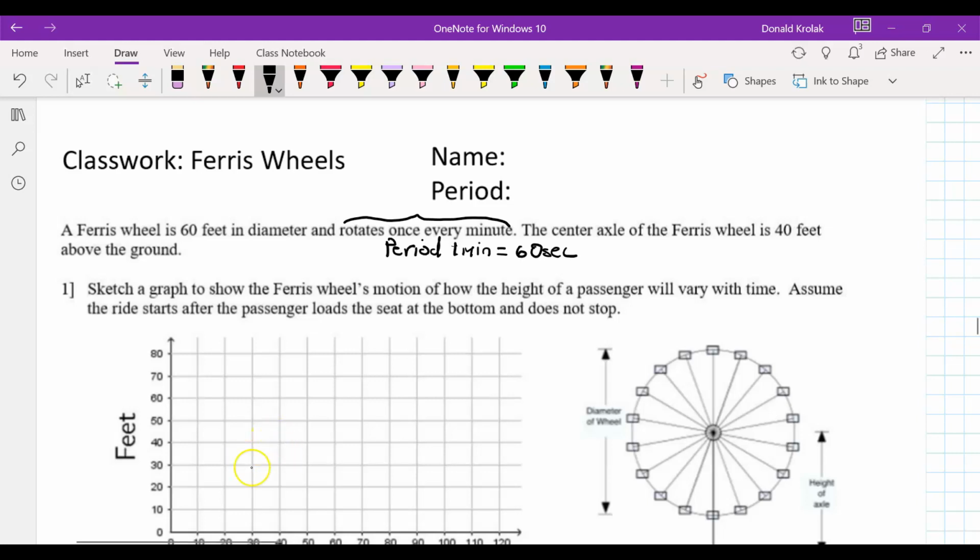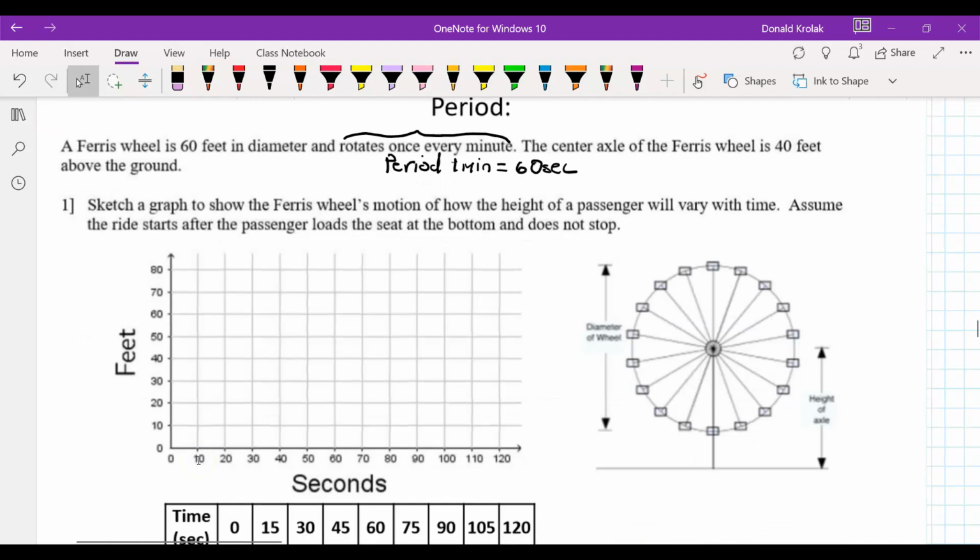All right, the center axle is 40 feet above the ground, right? So the height from the ground to the axle is 40 feet. And then the diameter of the wheel is 60 feet, so I can put 60 feet there. Now what I have to figure out is what's the max height and what's the minimum height based on that drawing.